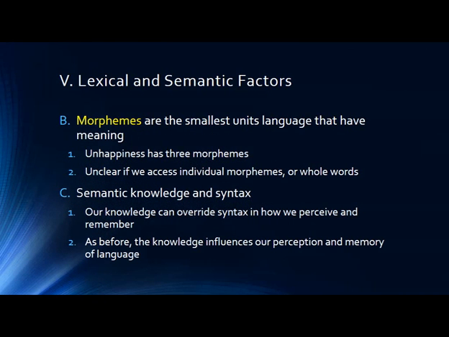So our semantic knowledge and syntax are related. Our knowledge can override syntax in how we perceive and remember. And as we've talked about before, knowledge influences our perception and memory of language. This is where everything starts to come together in an overall understanding of how all of this works together. One of the things we talked about is verbal overshadowing, right? That when people describe what they've seen in a crime, that verbal memory can override their visual memory. And so this is where our knowledge and language all start to come together.